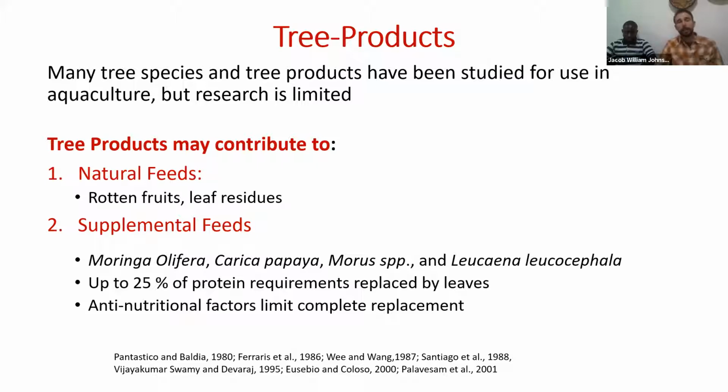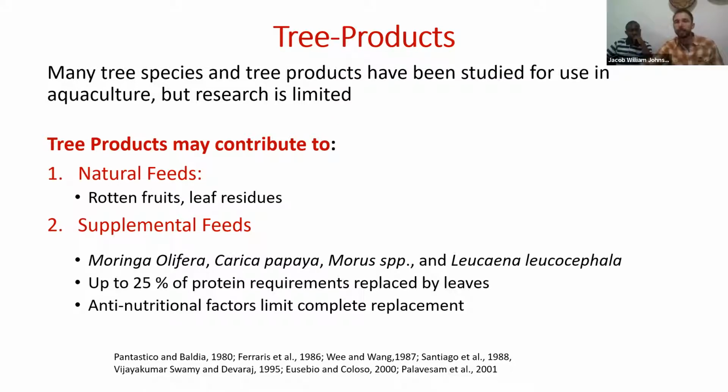There's been a few species of trees that have been researched as a protein replacement for fish feeds. Soft, nitrogen-rich leaves from moringa, papaya, mulberry, and leucaena have been studied, and the results from these studies suggest that these leaves can replace up to 25% of the protein requirements for fish without adverse effects on fish growth.